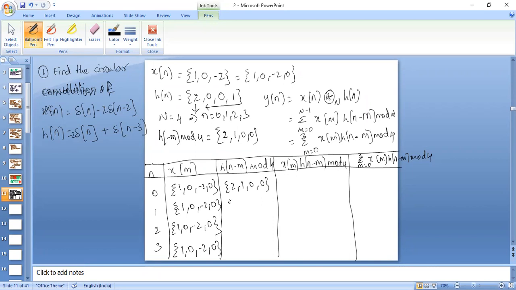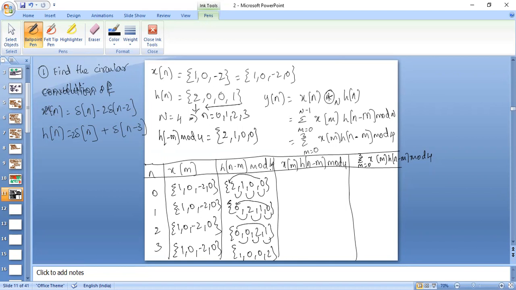Okay. In order to write the second one, shift every sample by 1 unit of time circularly. So 2 1 0 0, and then 0 2 1 0, and 0 0 2 1, and 1 0 0 2. This is how the time shifting happens here.